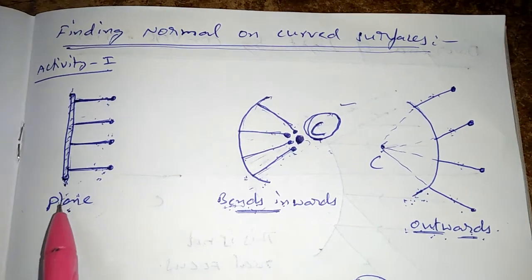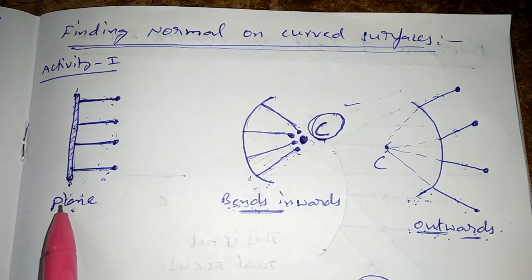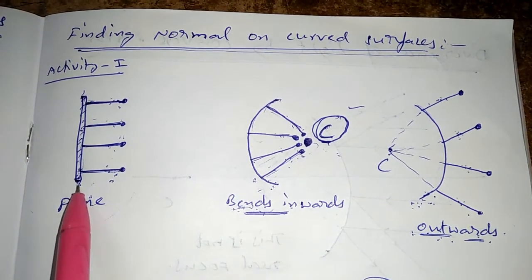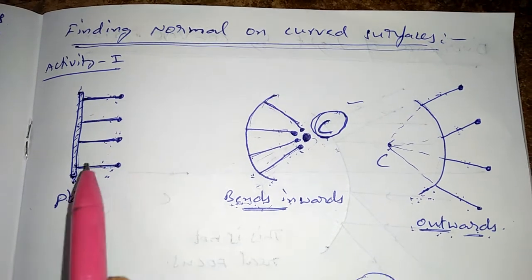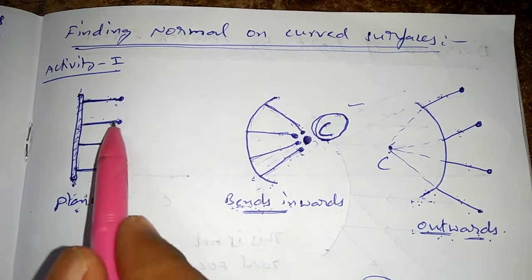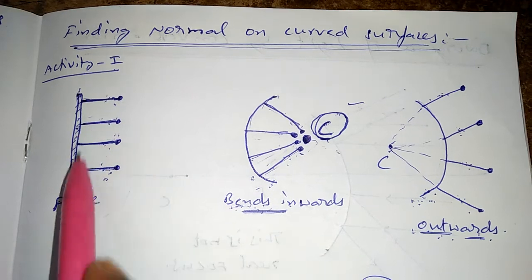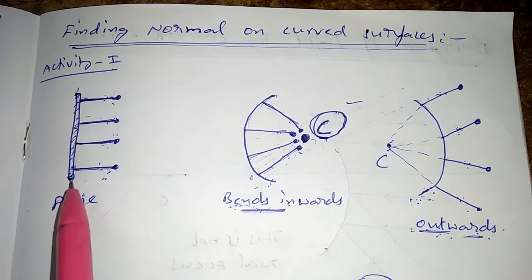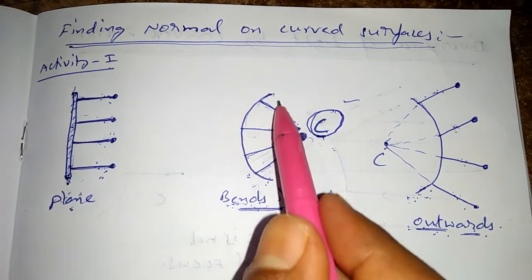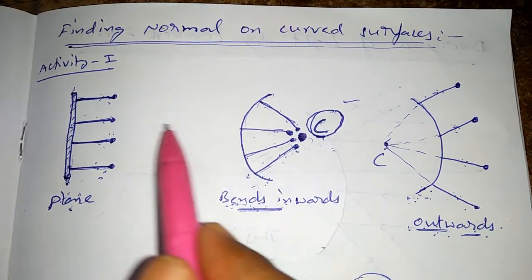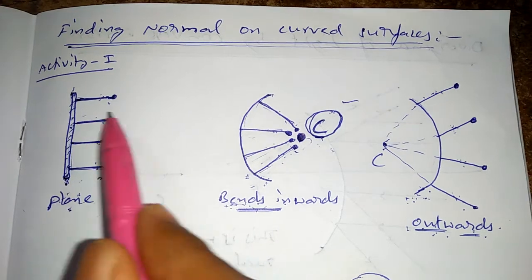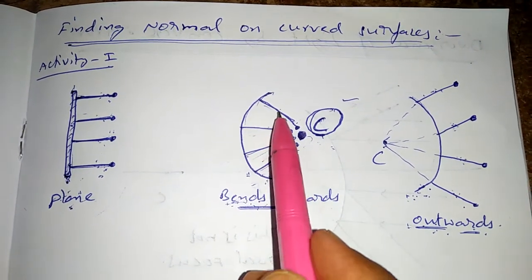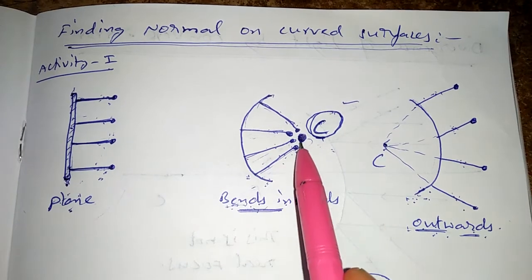To understand the normal for curved surfaces, first we have to take a foam sheet or rubber sheet. Okay, stick the iron pins perpendicular to the plane like this. Now in the first situation, bend the foam sheet inwards like this. Then all the pins tend to meet at a point.